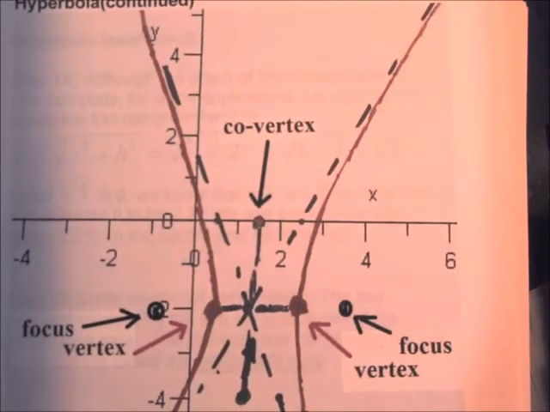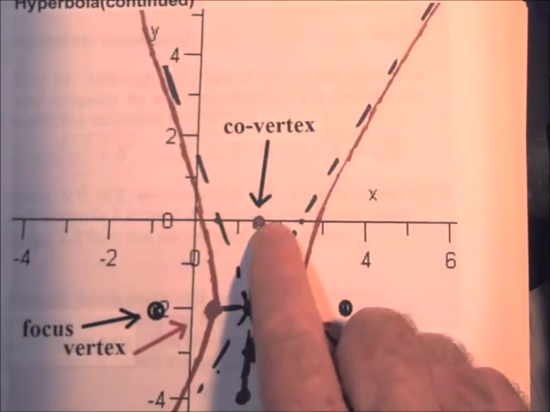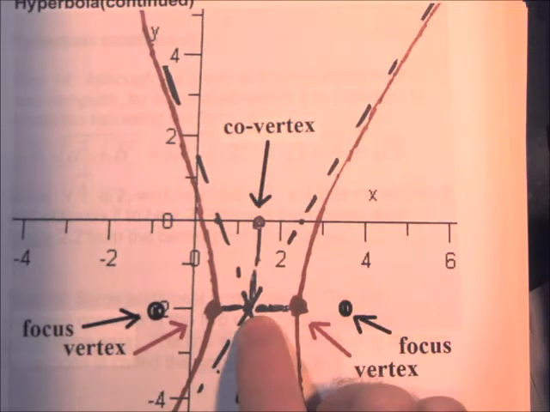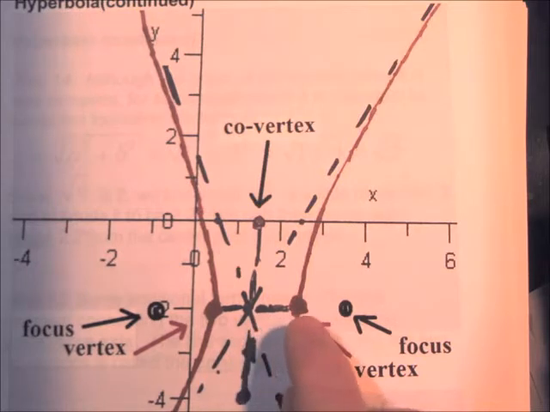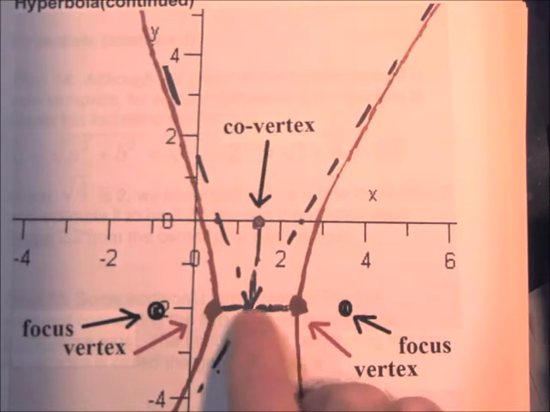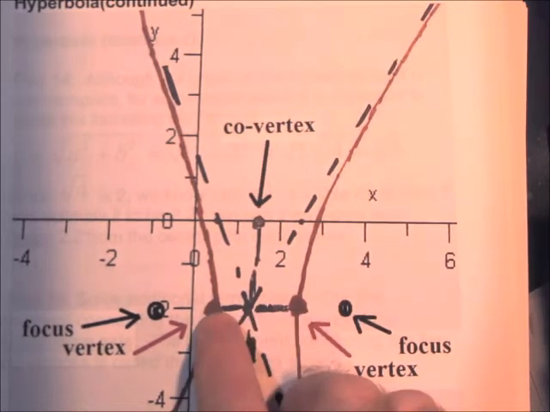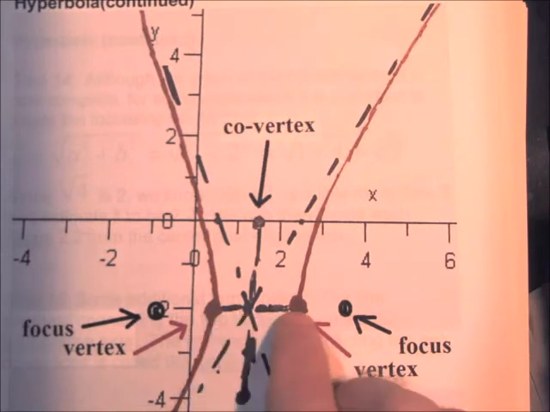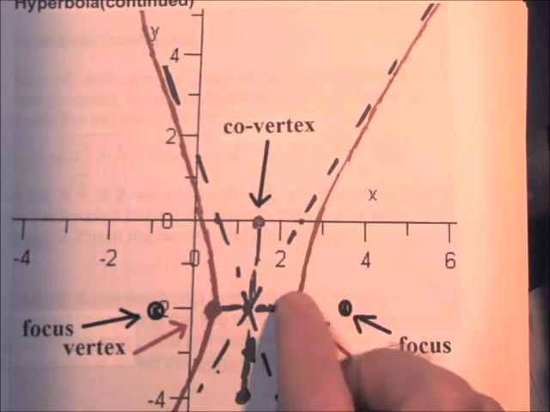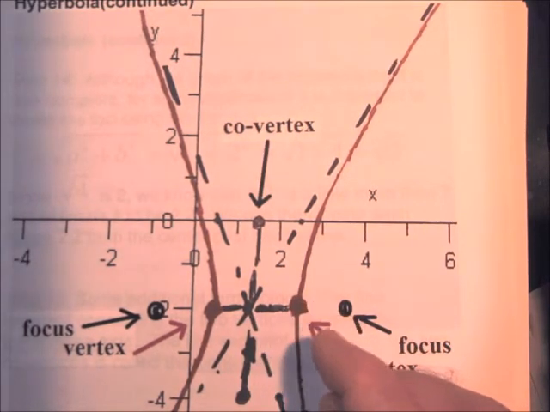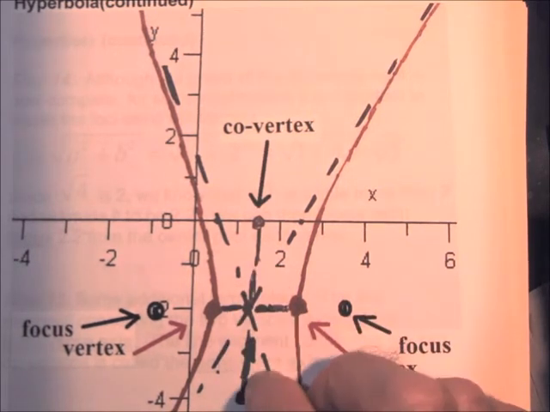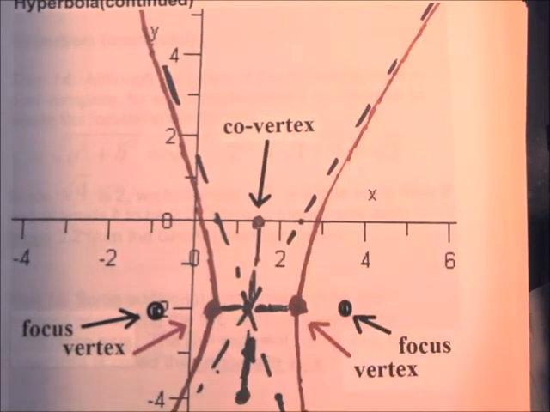So we have the center, 1 and 1/2 to the right, down 2. I put that in black because that's actually not part of the hyperbola, it's just a feature of the hyperbola. And then if you go 1 to the right and 1 to the left from the center, you'll have the vertices of the hyperbola. They're actually a feature of the hyperbola. I put those in red. If you go up 2 and down 2 from the center, you have the co-vertices.